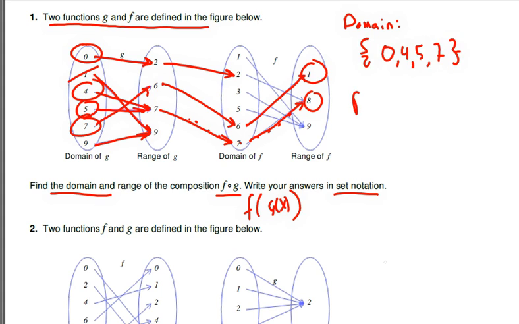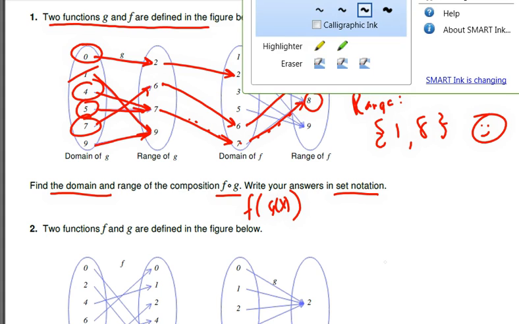So the domain, as we saw, are all of the domain of g here that have a path all the way through, which happens to be 0, 4, 5, and 7. The range are the reachable y values here, so that's 1 and 8. That's it. We're done.